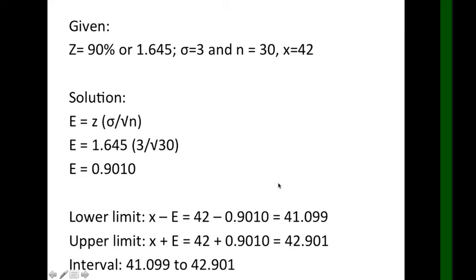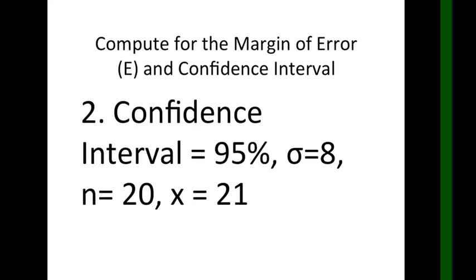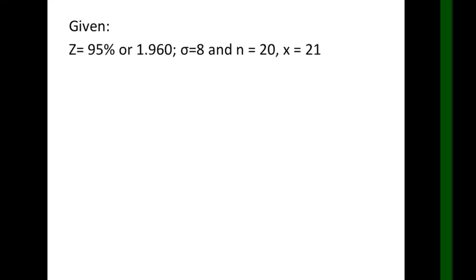Alright. So, if you still find it difficult, you can review again this video until you understand the topic. Now, let's have another example. So, at this point, we have confidence interval 95% or Z, population standard deviation of 8, number of population which is 20, and the mean is equal to 21. So, we have the given, again, Z equals 95% or 1.960, sigma is equal to 8, and n equals 20, and the x is equal to 21.